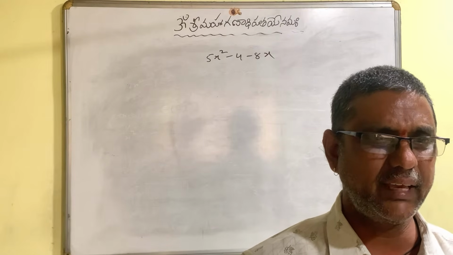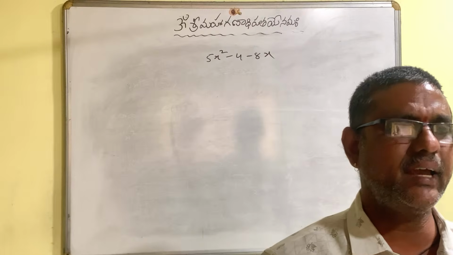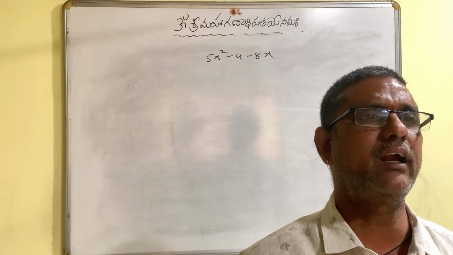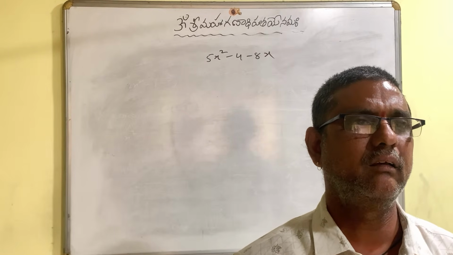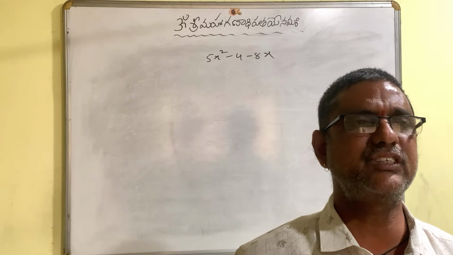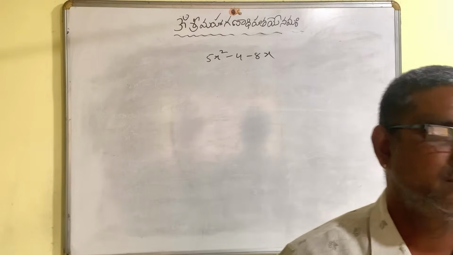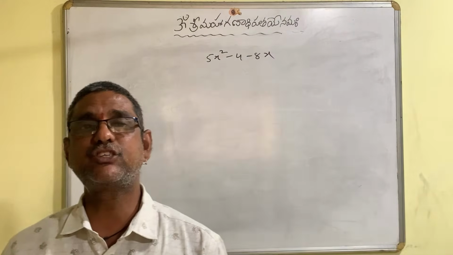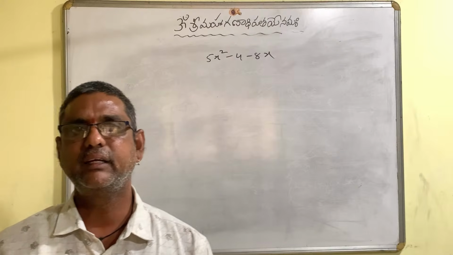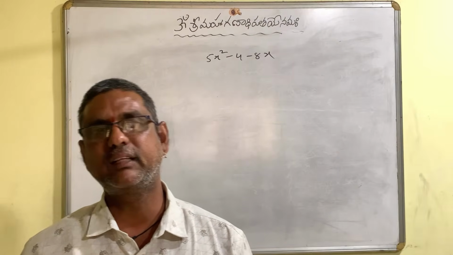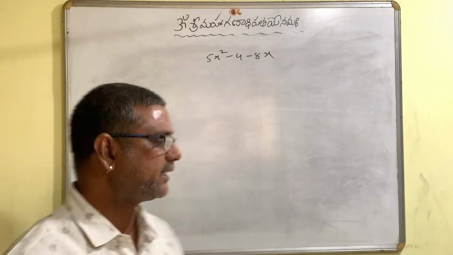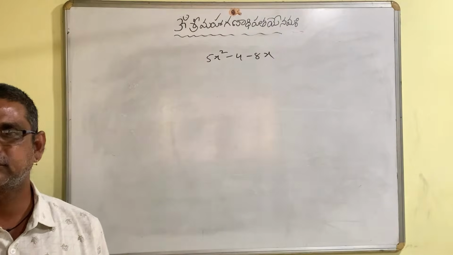Sir, can we use any of these three methods? See here. I told you three different forms of a quadratic polynomial. The first one is ax square plus bx plus c, where a, b and c, all three terms are there. The second one is ax square plus bx, where the constant is missing. And the third form is ax square plus c. For the three different forms, we find the zeros using three different ways. I explained it in the beginning.